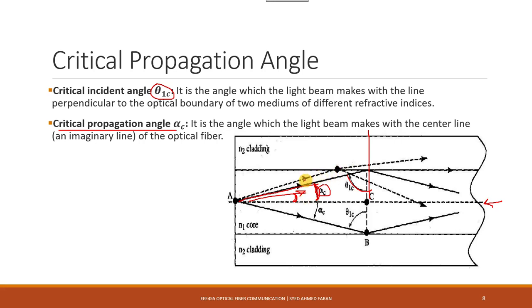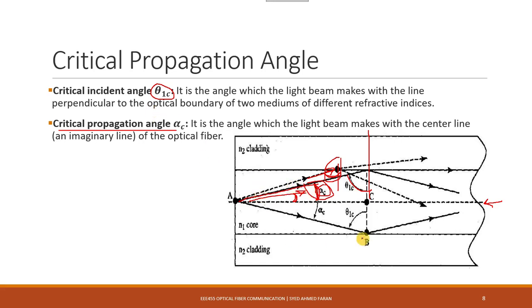And since this line is actually incident on the other medium, or the boundary of the two mediums, we call this angle the critical incident angle. So we have the critical incident angle over here and the critical propagation angle over here. I hope you can differentiate between these two angles.